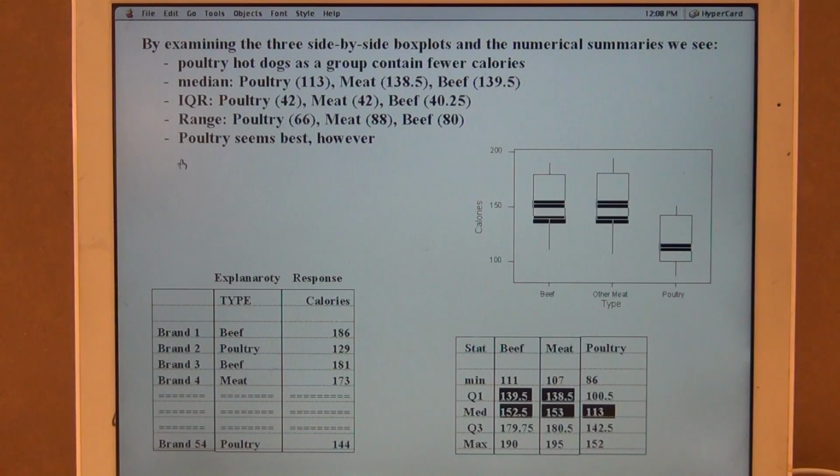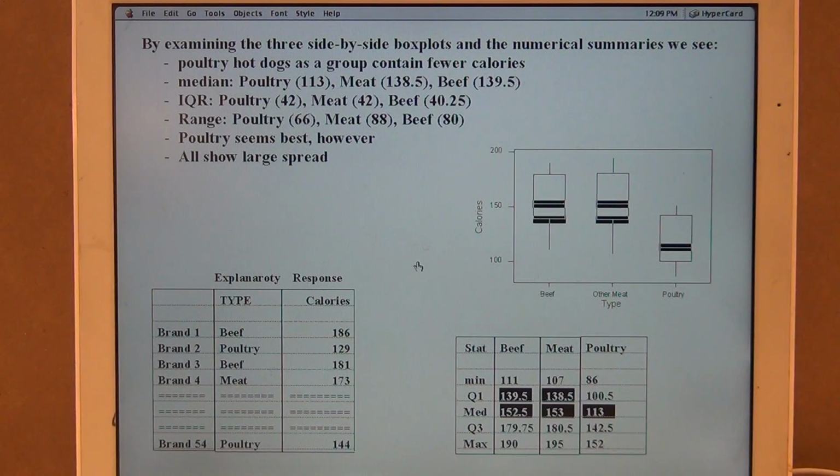However, they all show rather large spreads. They all show variation. So there's a lot of variation in the poultry, and there's a lot of variation in the calories that make up the meat. And there's a lot of variation in the calories that make up the beef hot dogs also.